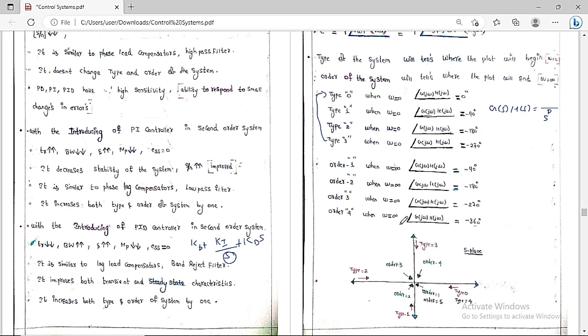And for an order 4 system, when omega is equal to infinity, the phase angle of G(s)H(s) is equal to minus 360 degrees. So order 5 means again it is going to repeat in this manner. This one you always have to keep in your mind.